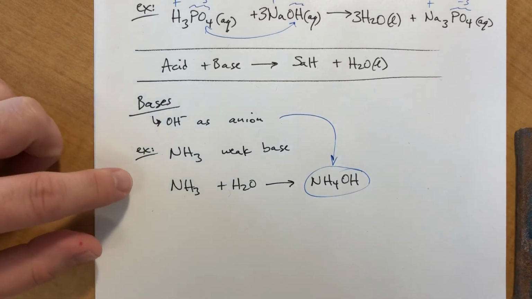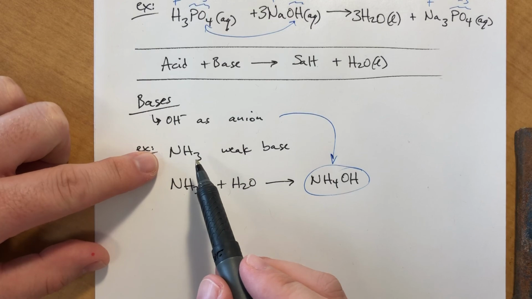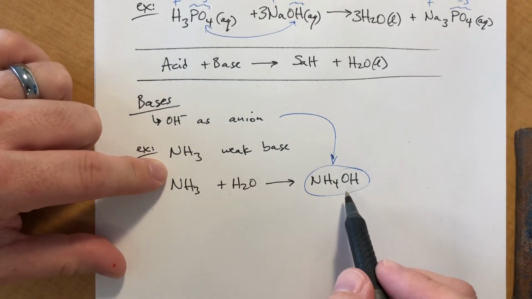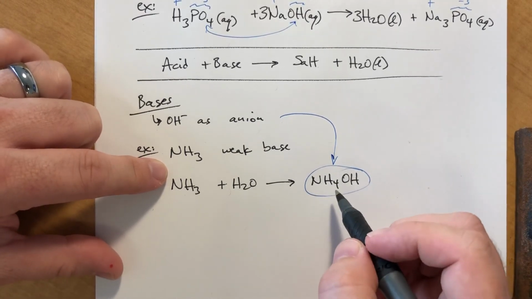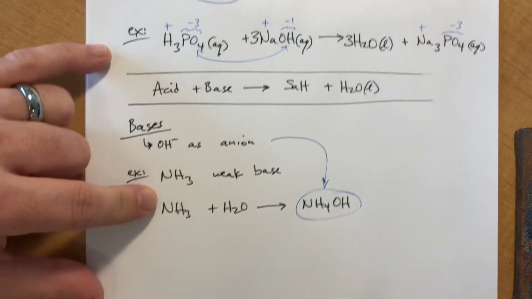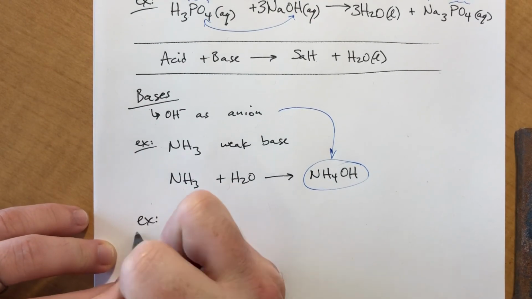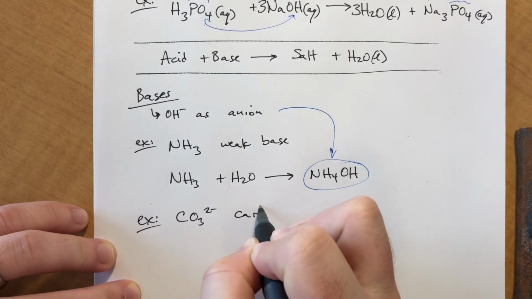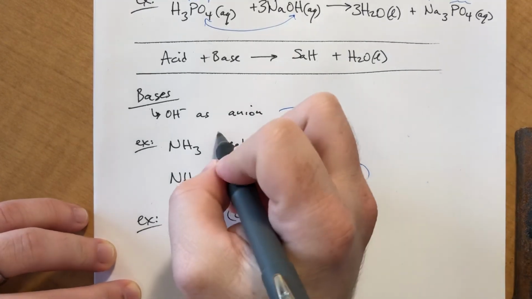The problem is that occasionally you will see NH3 written like this on quizzes, exams, labs, and such. I need you to understand that it will become NH4OH, and you can honestly just write it as NH4OH and the rest of it follows the same rules and everything's fine. Another exception are carbonates. I guess I didn't write the word ammonia up here.